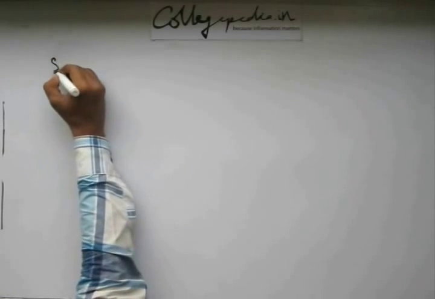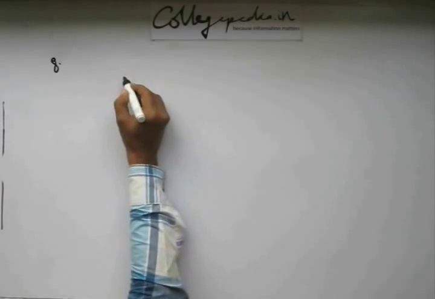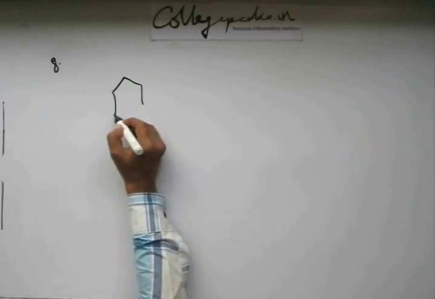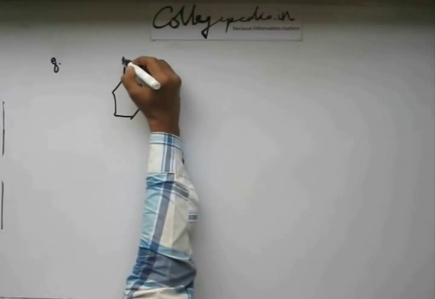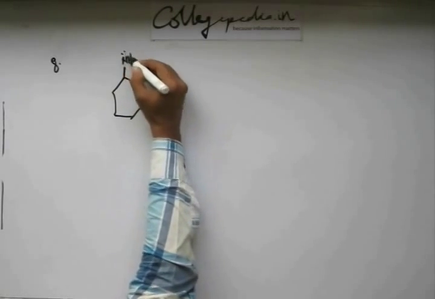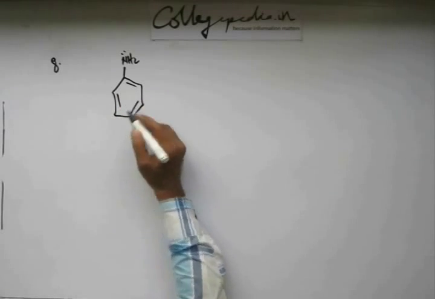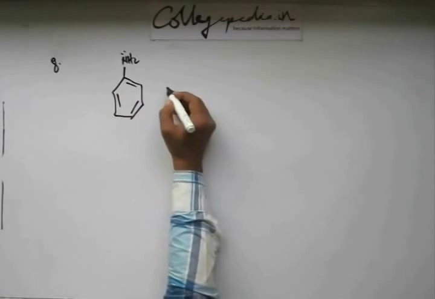Okay, then let's move on to the very, very important reaction. This reaction is the heart of this chapter. This reaction is very important. In this reaction, we take our aromatic amine. For instance, let's take aniline.